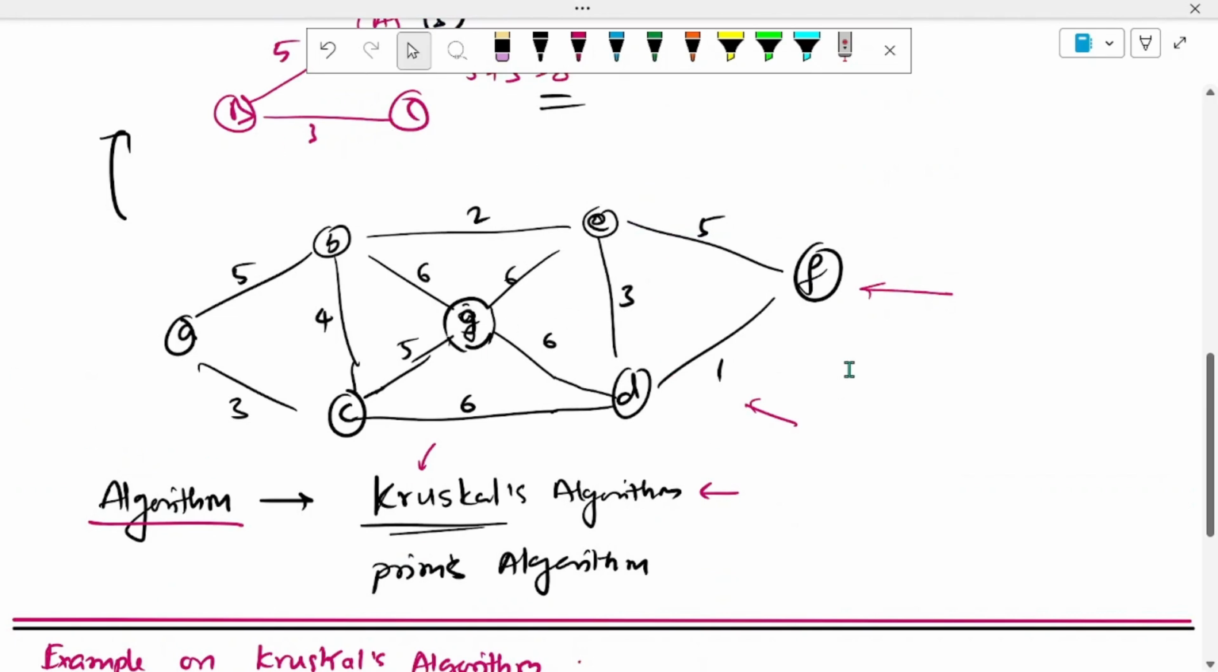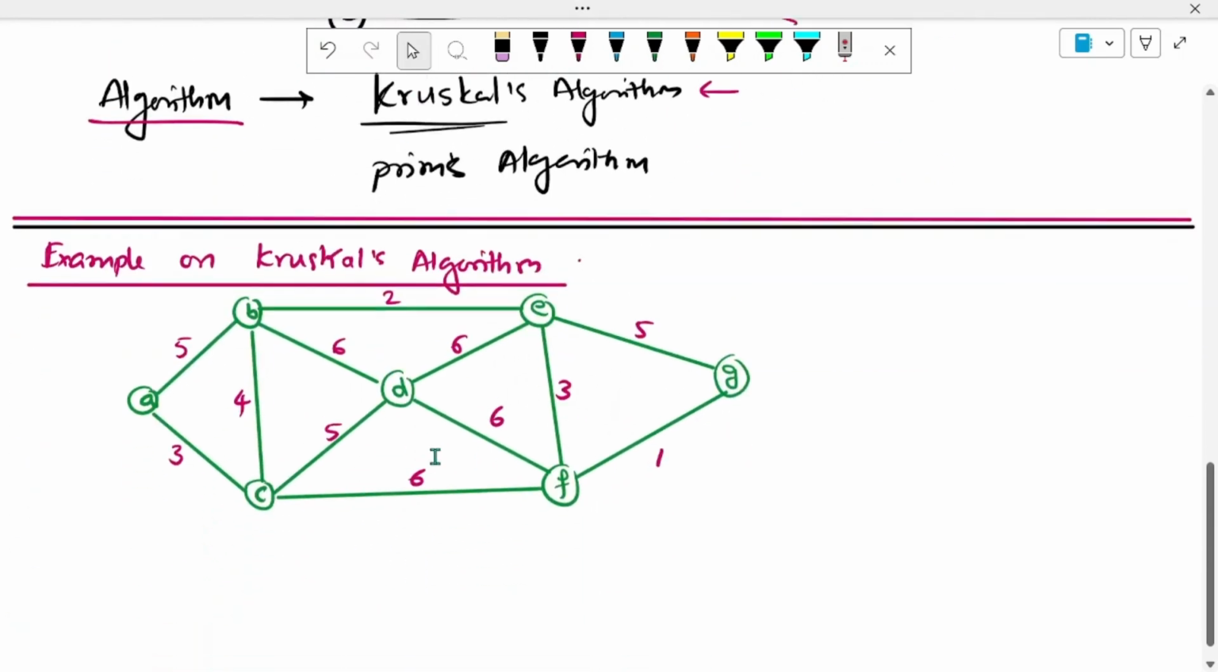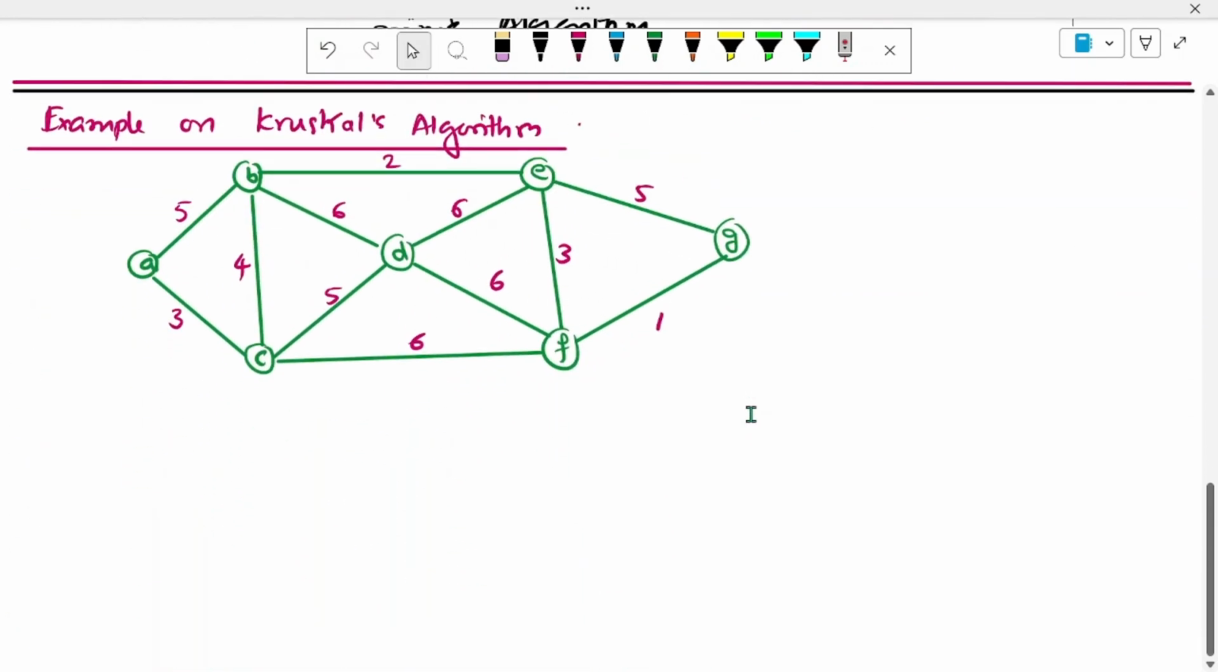Now, if you look at this particular graph, I have taken it here, but there is a bit of difference between the vertices. Don't worry about that. Now, see, there will always be two steps when you are finding the minimum spanning tree of a given graph. In this particular case, step one is you arrange the edges in non-decreasing order.